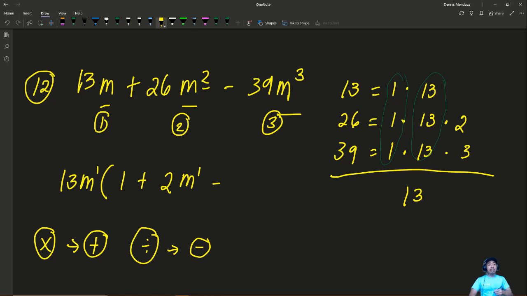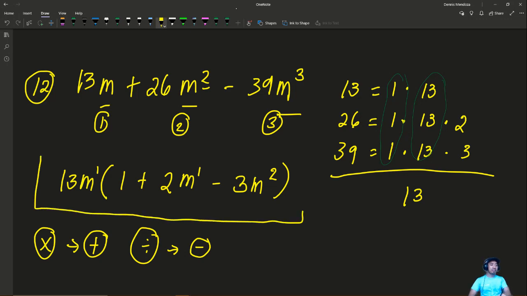And then last, 39 divided by 13, so there is 3. And then subtract again. m raised to 3 minus 1, then it's going to be m squared, because we're dividing, so we subtract the exponent. So this is the answer now. This is the factor of number 12.